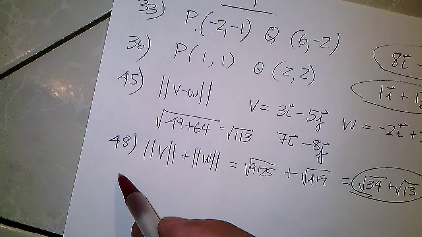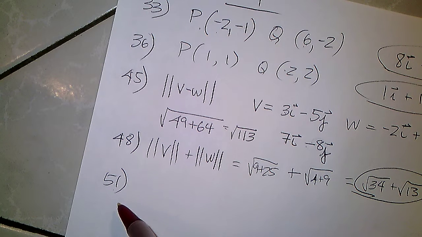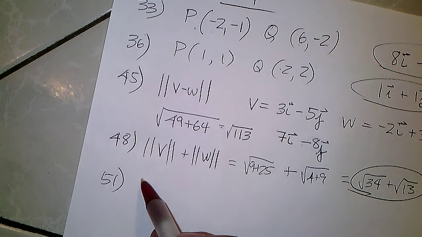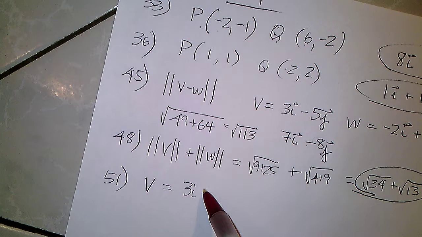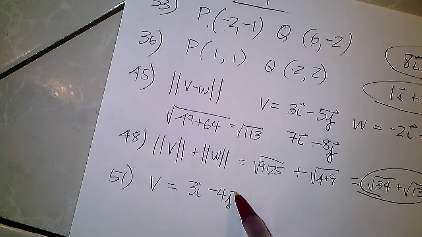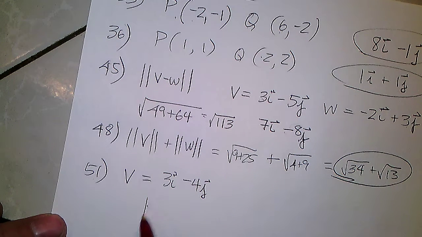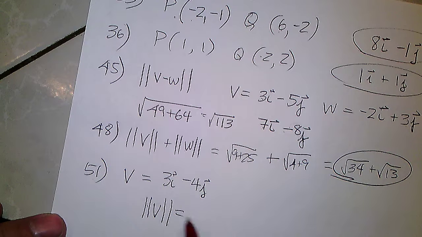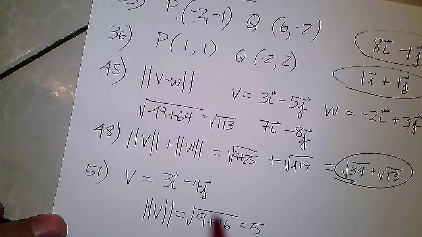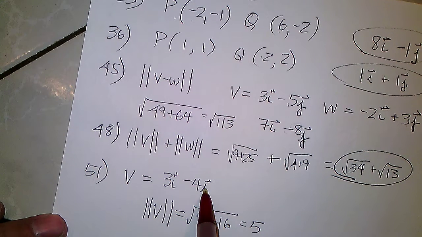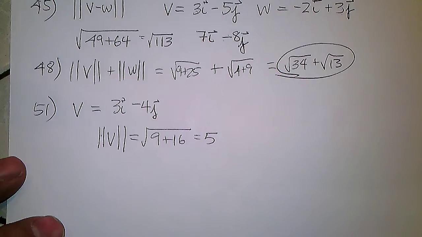And then that was 48. And we're supposed to do 51. And 51, find the unit vector in the same direction as V. And V is 3 in the I direction and -4 in the J direction, the Y direction, and the X direction. So this one right now has the length of the square root of 9 plus 16, which is 25, square root of 25 or 5. So this is 5 long, and we want to make it 1 long, so I just have to shrink it down. So I'm going to take and divide everything by 5.